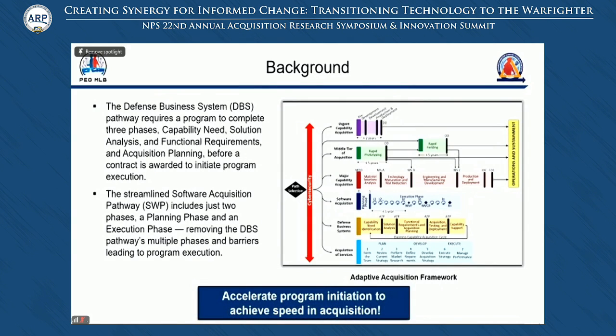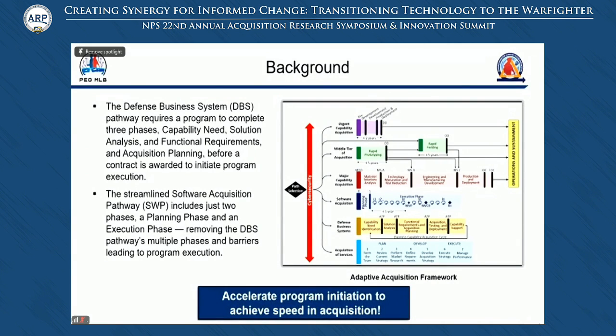The chart shown here, most folks should be familiar with all the different adaptive acquisition frameworks. Back before 5000.87, software programs had to use the Defense Business System BCAC, shown in the yellow chart. I was in a program that spent 3 years trying to get over all the bureaucracy to get through the first 3 gates in order to put an RFP on the street.